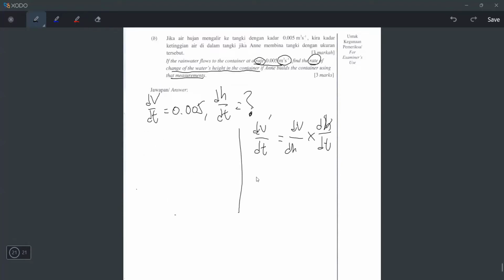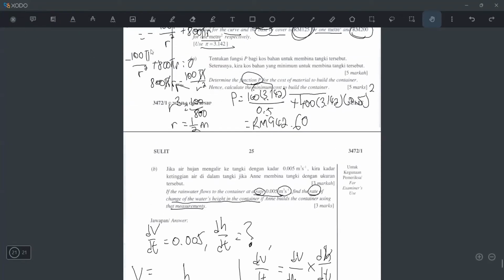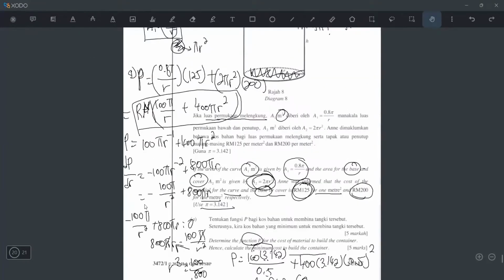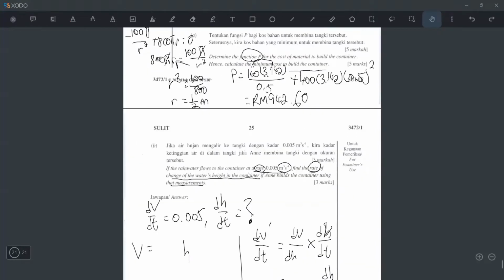And the dv dt is 0.005, and then the dv dh, for now you don't have, but it's okay, leave it first. And dh dt, in the end they want you to find. Means now I have to find the dv dh myself. But if you want to find dv dh, you need to have the equation for v in terms of h first. But do you have it? Don't have, right? Look above, look above. So v in terms of h, v is the volume of rainwater, h is the height.